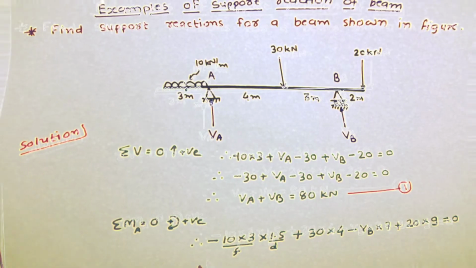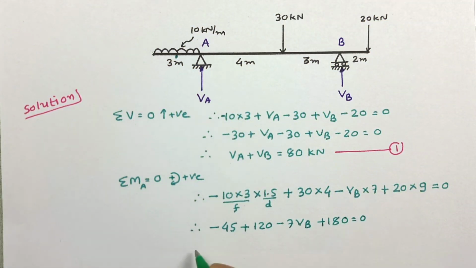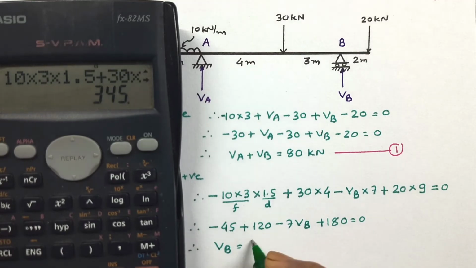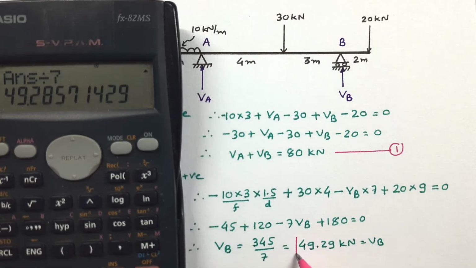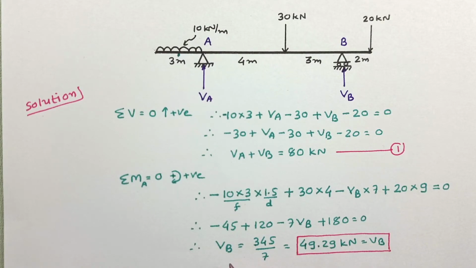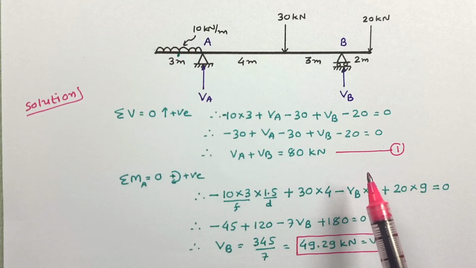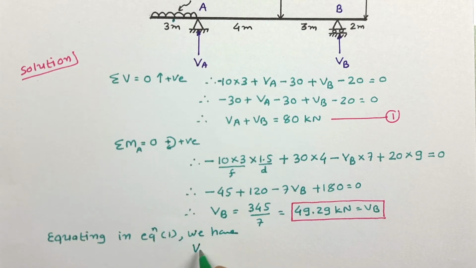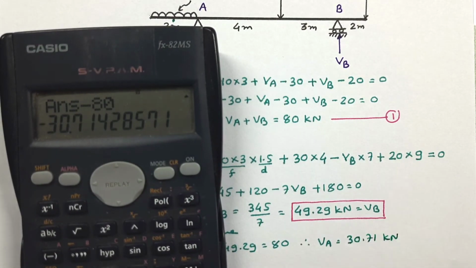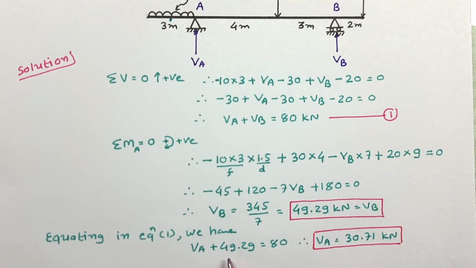So let us simplify it. Simplifying and calculating the value of VB, we have got VB equal to 49.29 kilonewton. Now substitute this value of VB in equation 1 to get VA. So substituting in equation 1 and simplifying, we have got VA equal to 30.71 kilonewton. So write these values of reactions in our figure.